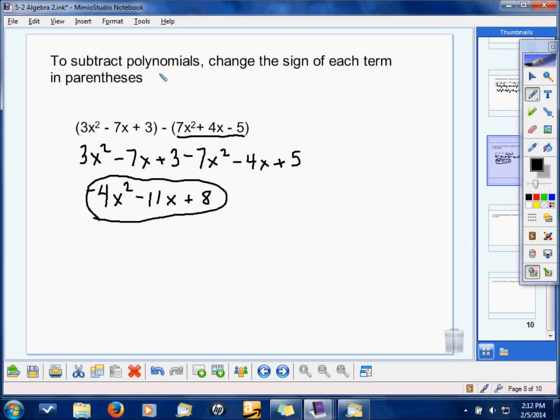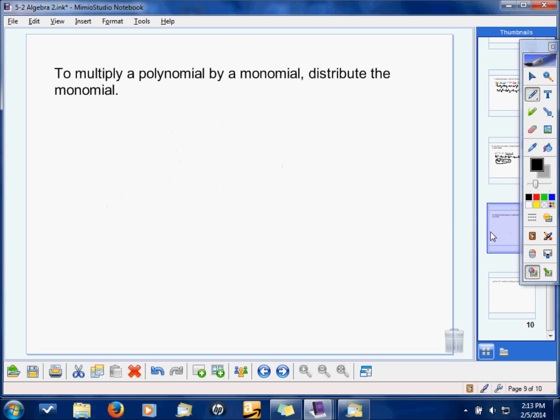All right, so subtracting polynomials. You change the sign of each term inside the parentheses. Really, really important to do that before you put the like terms together. All right, any questions on that? No? Okay. Now, next part, multiplying.